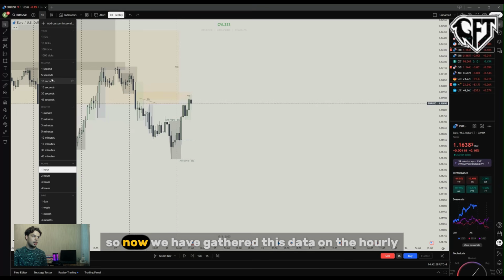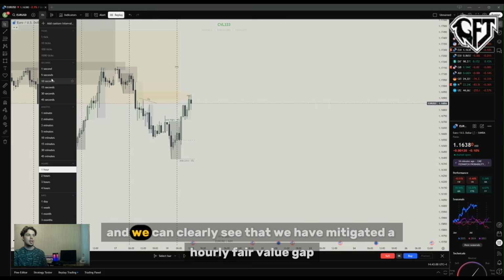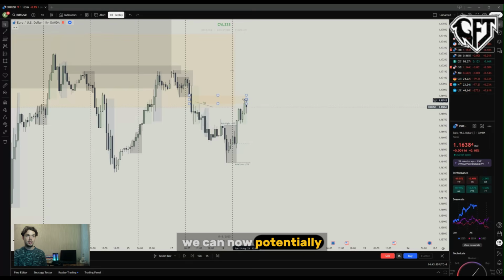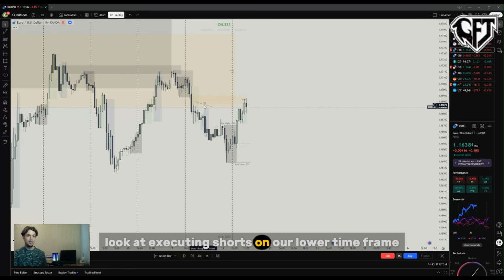So now we have gathered this data on the hourly, and we can clearly see that we have mitigated an hourly bearish fair value gap. We've swept a ton of liquidity in the process. We can now potentially look at executing shorts on our lower time frame.